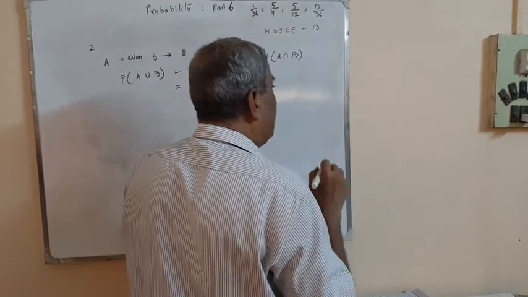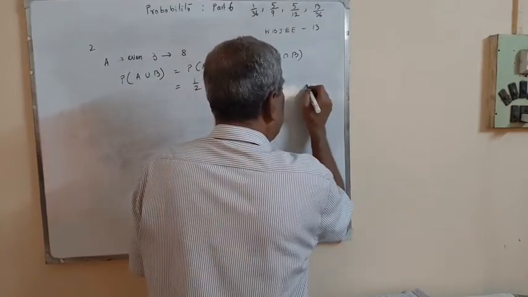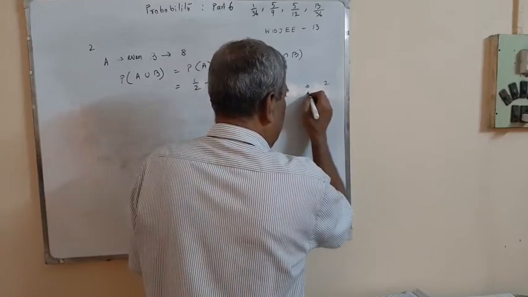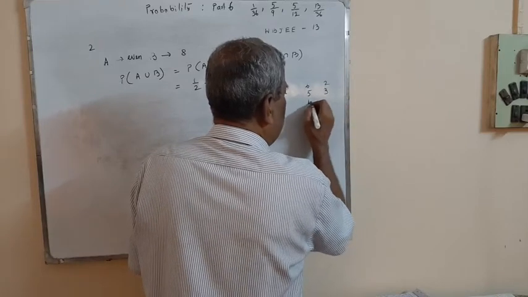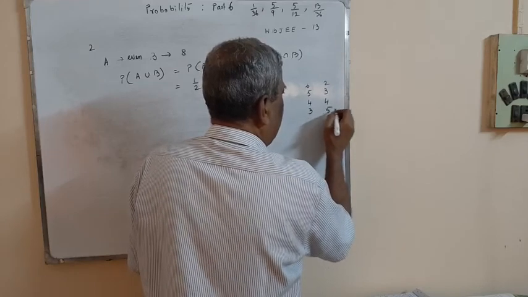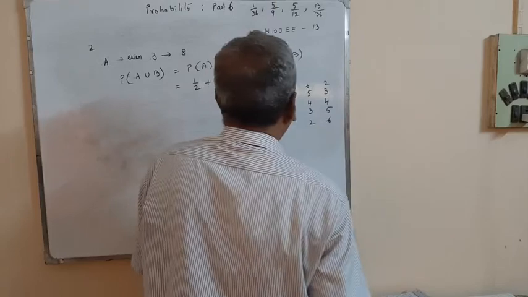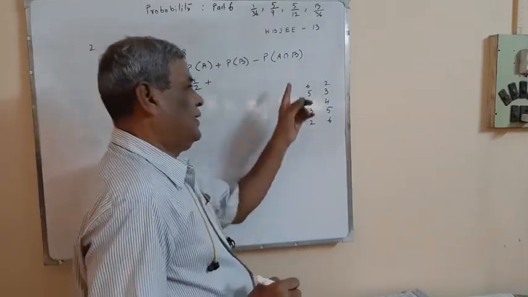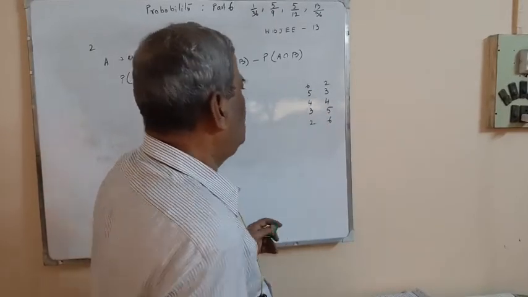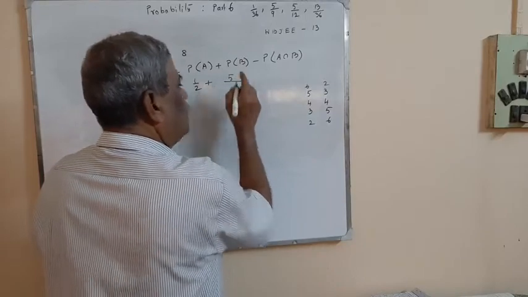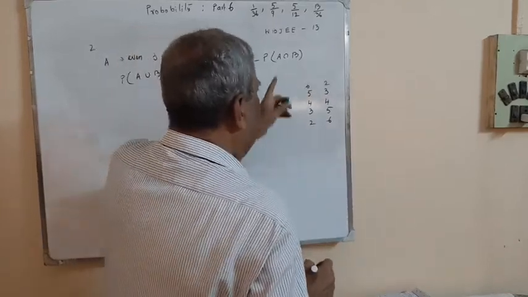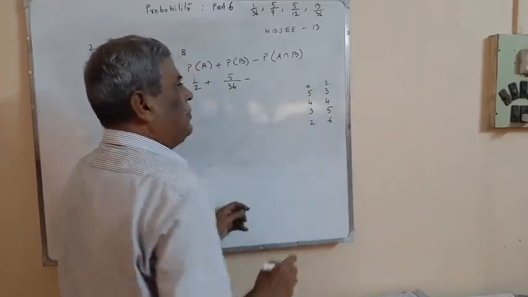How can it occur? First die 6, second die 2; first die 5, second die 3; first die 4, second die 4; then 3 and 5, 2 and 6. So for the probability of B, the possible cases are 1, 2, 3, 4, 5. So 5 by 6 square, since 2 dice are thrown together, minus the probability of A intersection B, where both A and B happen.